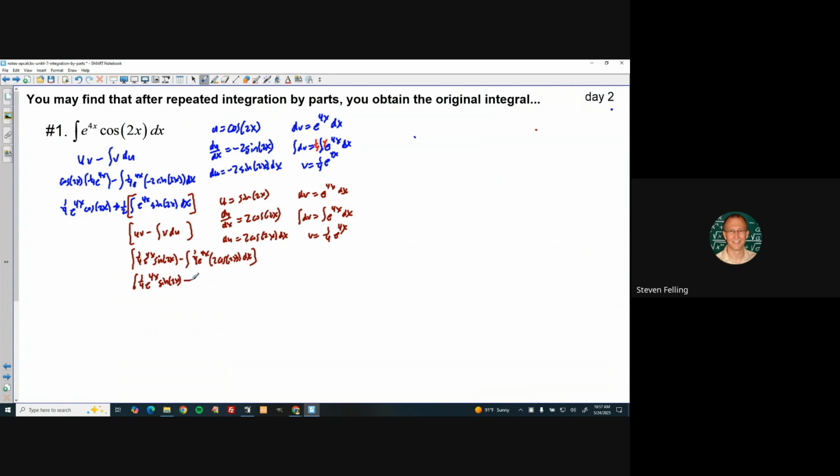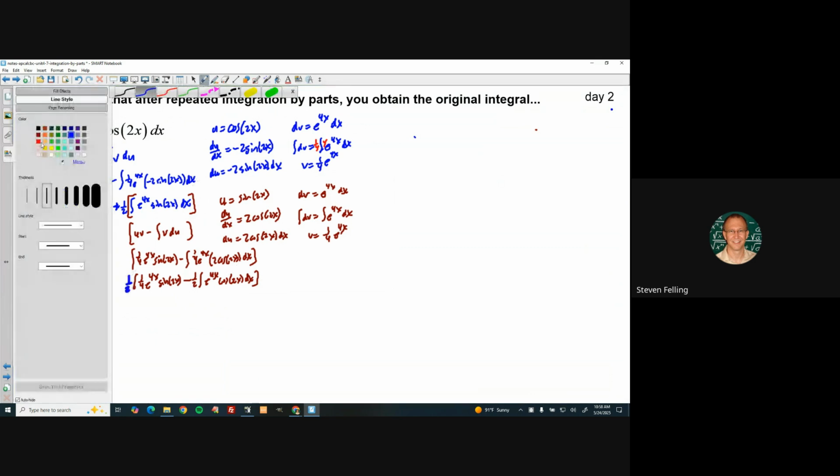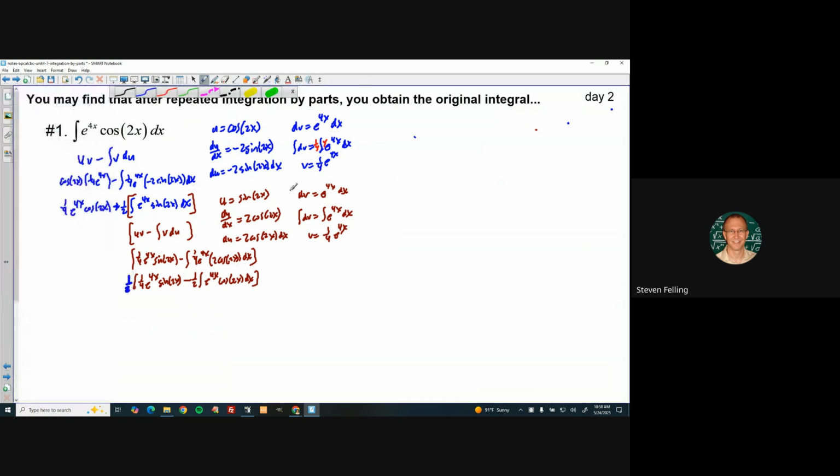And then we got minus 2 times 1/4 is 1/2, which I'll bring outside, and we have an e to the 4x cosine 2x. Okay, so let me put the rest of that integral in here. We have the 1/2 multiplier. And we've got the 1/4 e to the 4x cosine 2x.